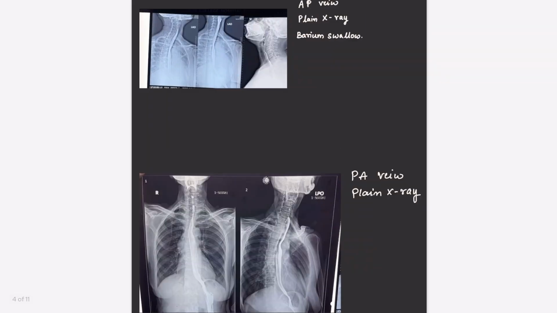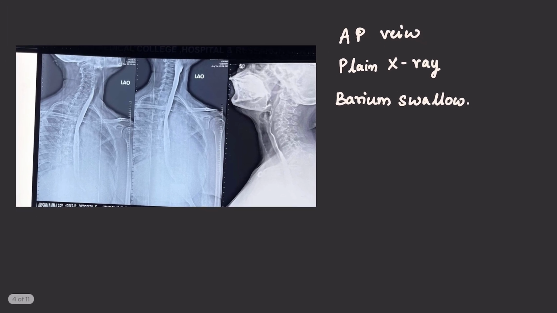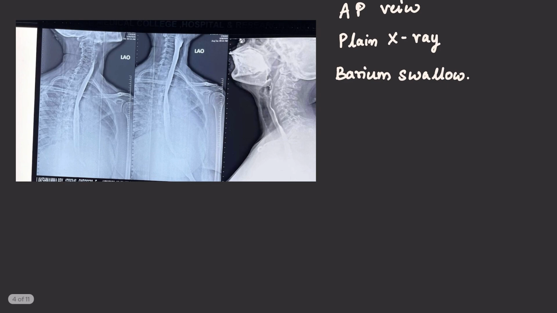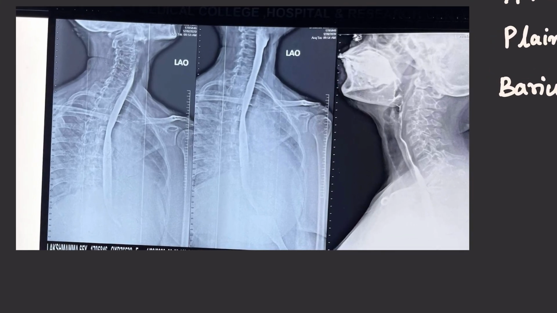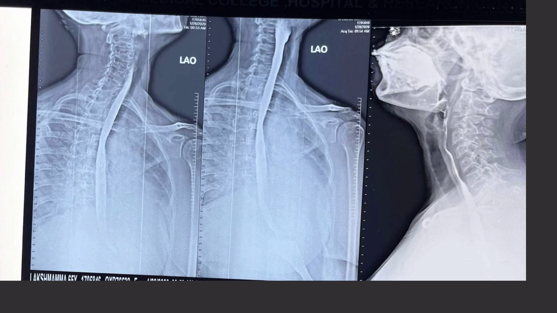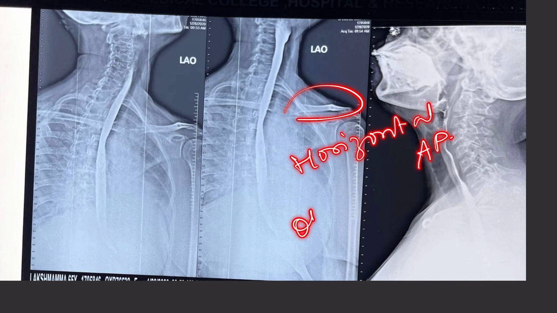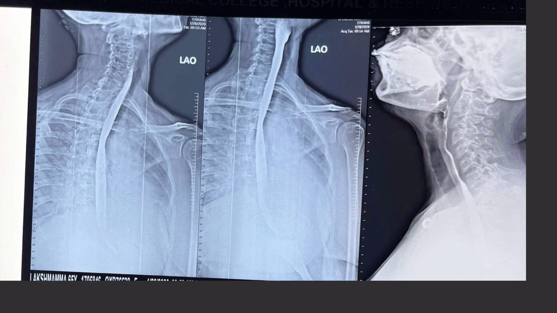So the next one is thorax. A very important thing you can identify easily is whether it is anterior posterior or posterior anterior. How? You need to locate the clavicle bone and see whether it is horizontal or oblique. If the clavicle bone is horizontal, then it is AP view. If it is oblique, then it is PA view. So that's one feature where you can identify whether the x-ray is AP or PA view.